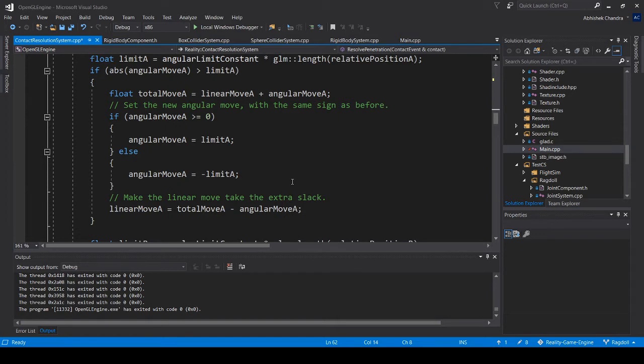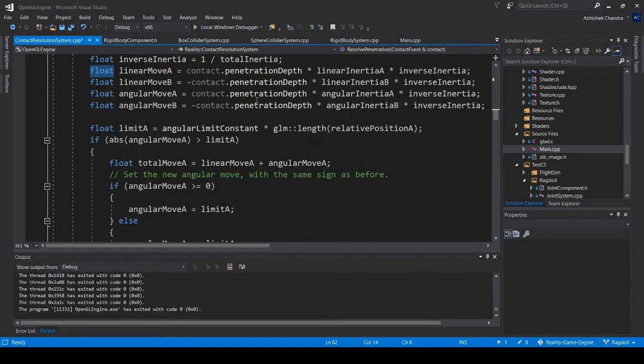The artifact this will generate is it'll look like objects have friction where they shouldn't. Things will not move as much as you expect them to, because the linear move is pushing the object away from the penetration, not actually rotating it. So if you add more to the linear move, it'll make it look like the object is not moving as much as it should.